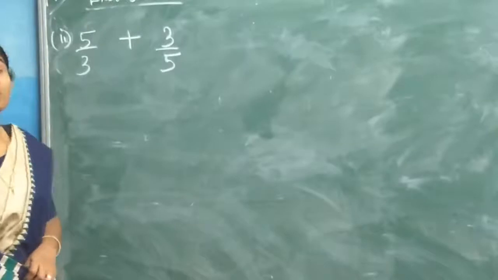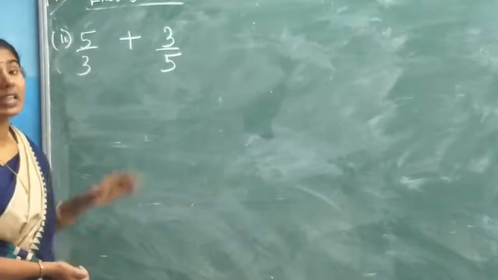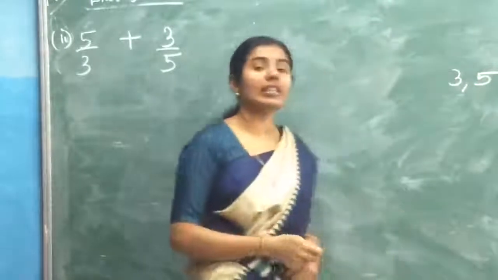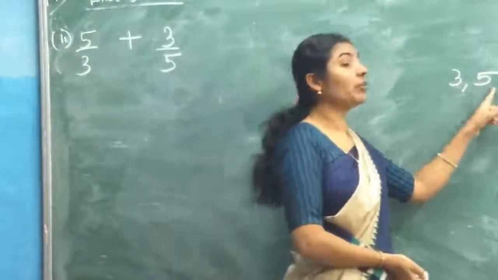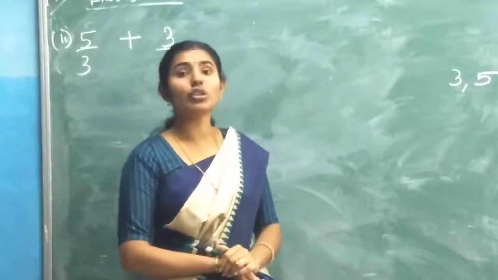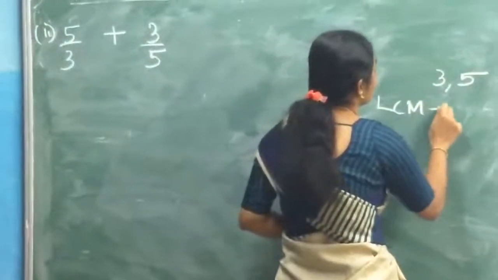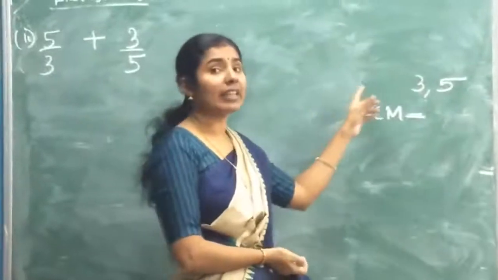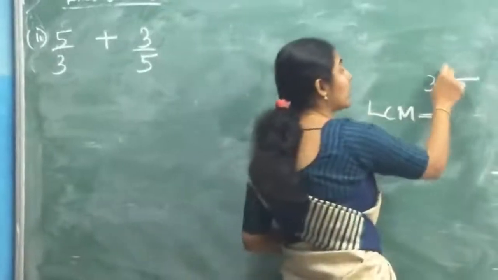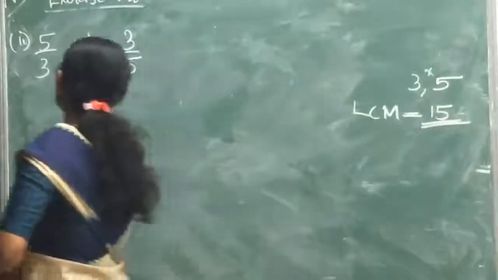See the next question. 5 by 3 plus 3 by 5. Which are the denominators? 3 and 5. Both are different denominators, isn't it? So you should apply rule 2. What is rule 2? Take the LCM of the denominators. Without factorizing, you can directly say the answer. See, 3 and 5 are prime numbers, so LCM is their product. What is 3 multiplied by 5? 15. So LCM is 15.